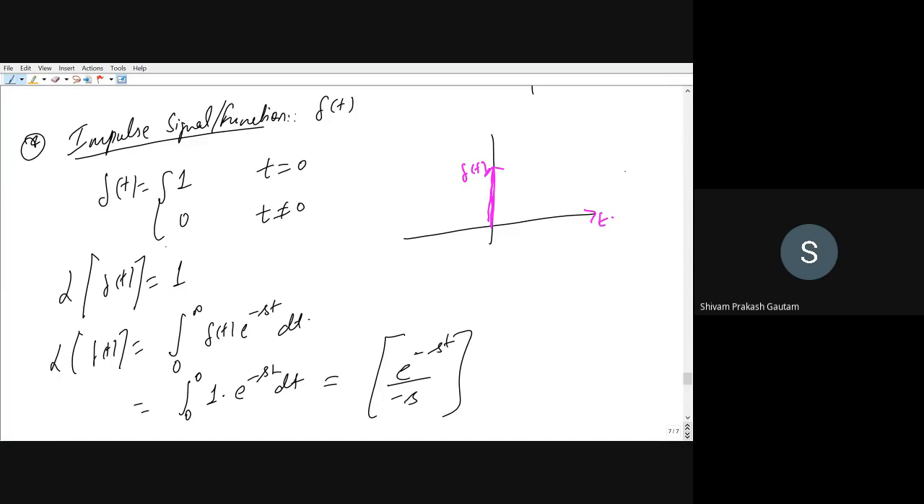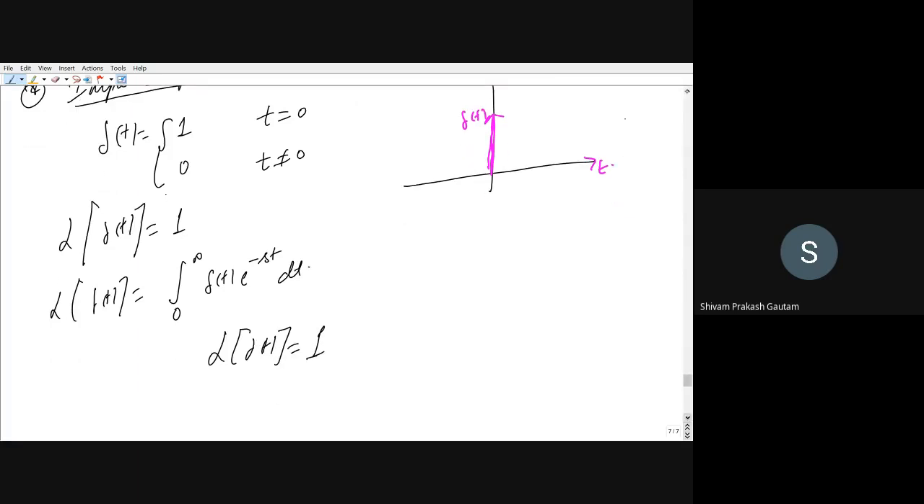Just wait a second. I have made some mistake, I guess. Just forget this integration for now. Let us assume that the Laplace transform of the impulse function is equal to 1, right?